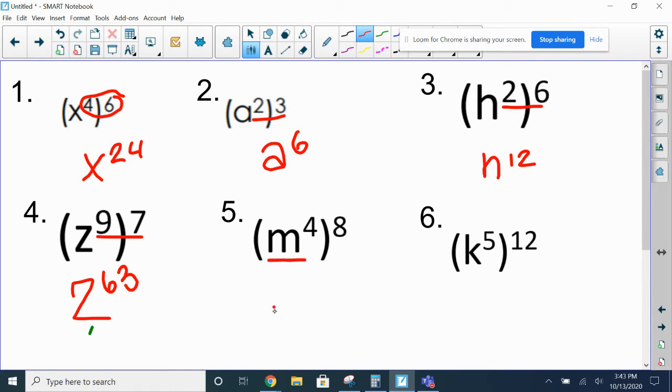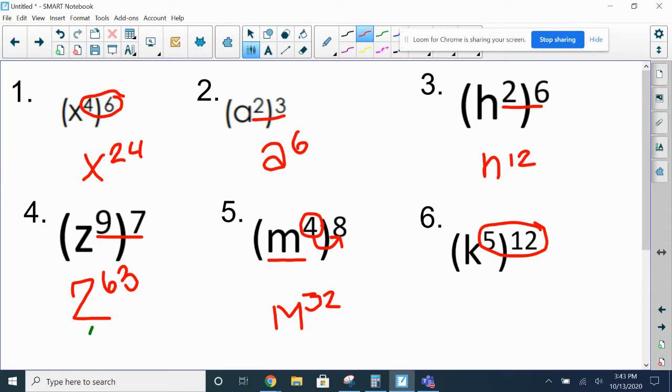Again, same thing, one base. M to the power of 4 raised to the power of 8. Side by side, multiply. 4 times 8 is 32. And one more, and then we will go to power of a product, because I feel like power of a power is way simpler than the other one, even though they're the same thing.